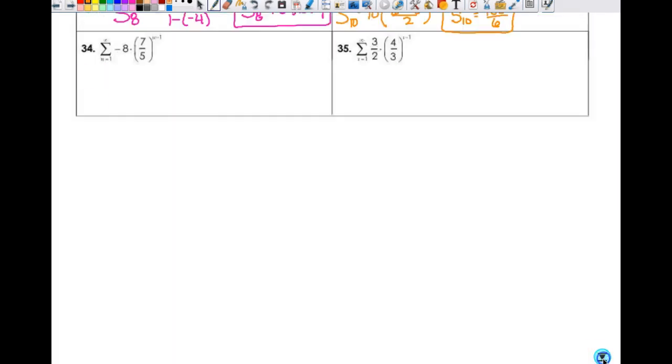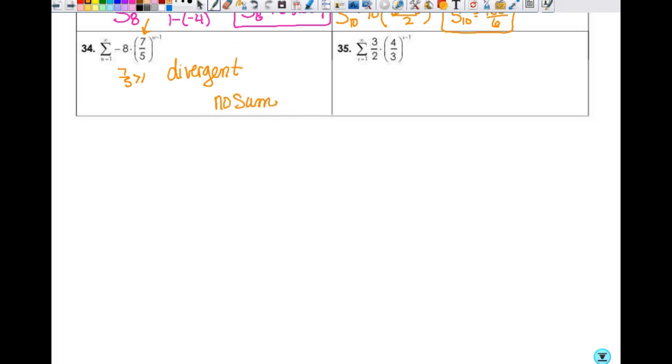Okay, and number 34 goes from 1 to infinity. So this is an infinite series, so I have to figure out if it is convergent or divergent. And this right here is 7/5. So since 7/5 is greater than 1, then it is divergent, which means there is no sum.